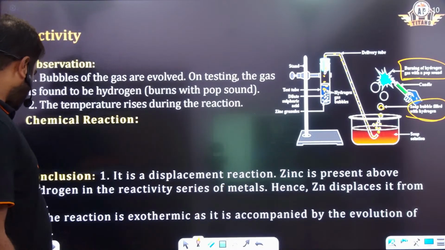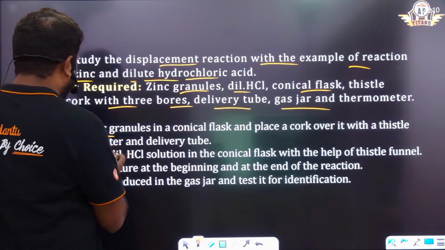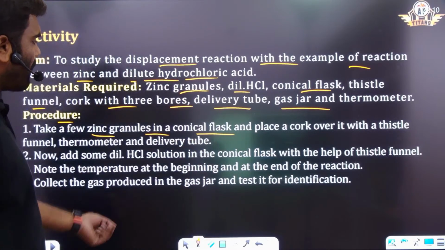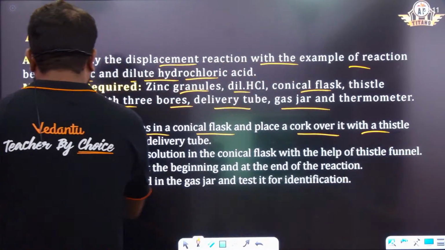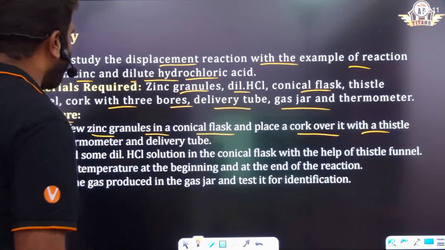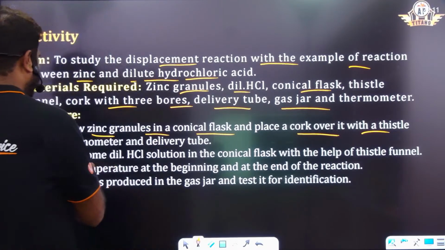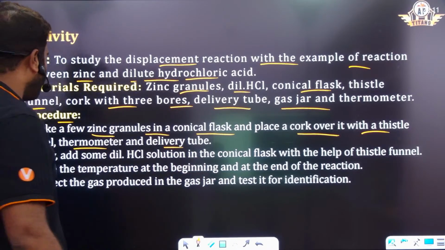So you can see the procedure here, beta. Procedure: take a few zinc granules in a conical flask. Place a cork with the help of a crystal funnel, and a thermometer and delivery tube. So we have to place the thermometer as well as the delivery tube.